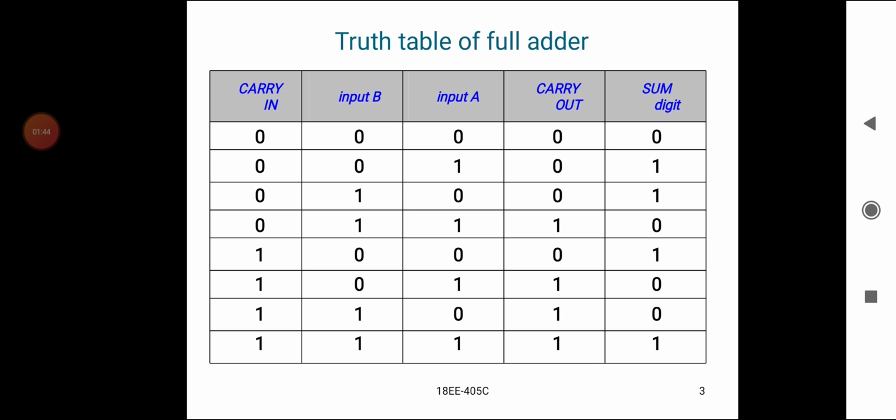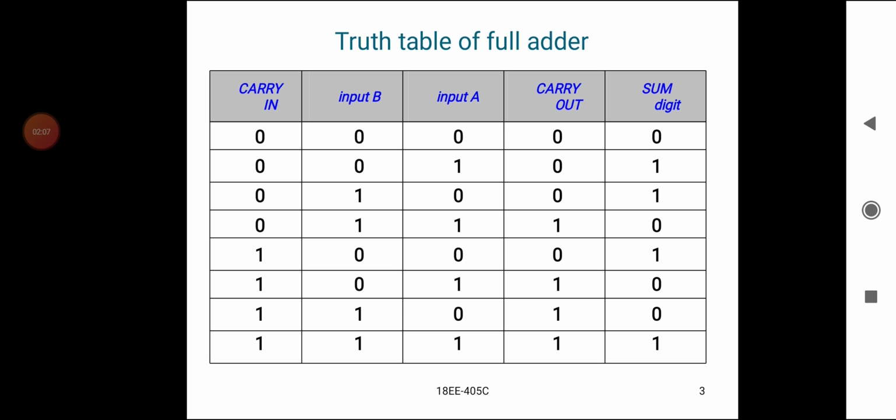That is 000, we get sum digit 0 and carry out 0. If it is 001, sum is 1, carry is 0. If it is 010, sum is 1, carry 0. 011, sum 0 and carry 1.